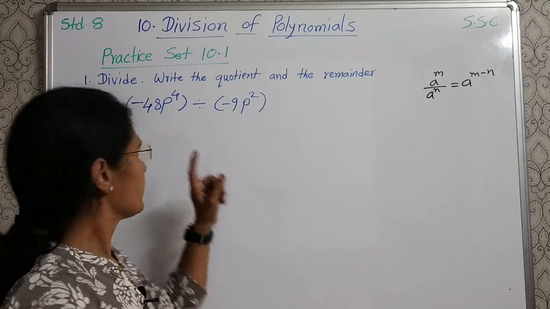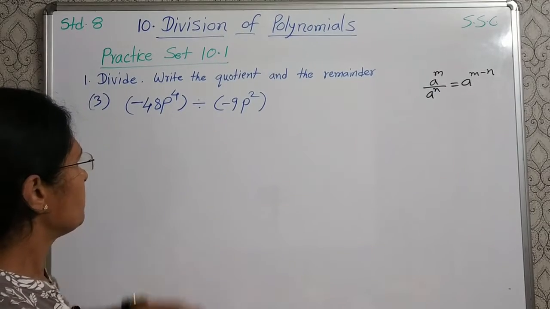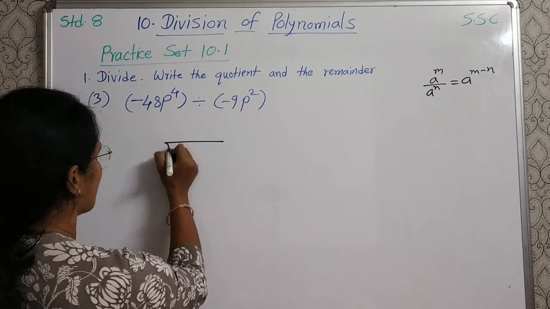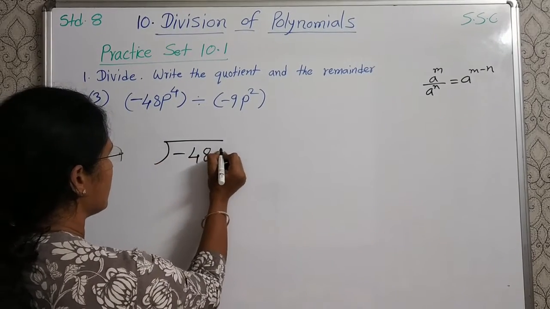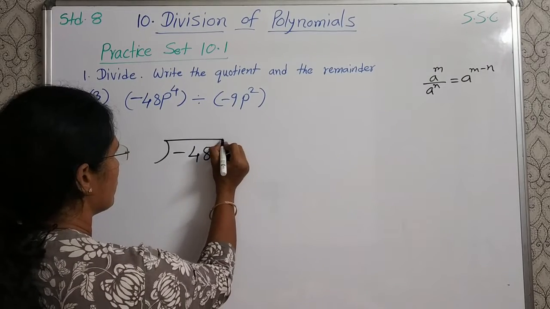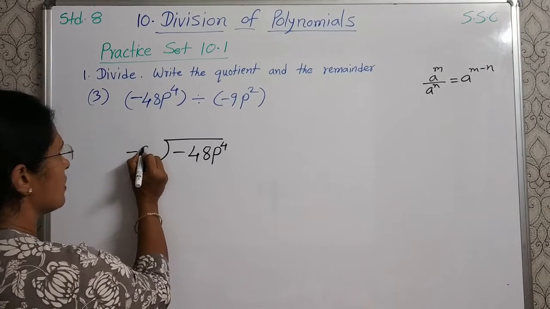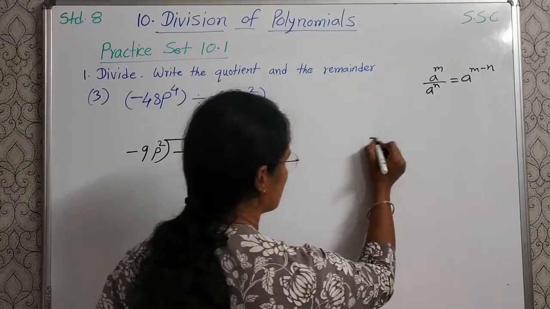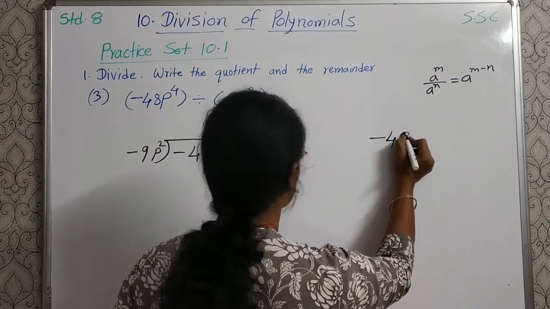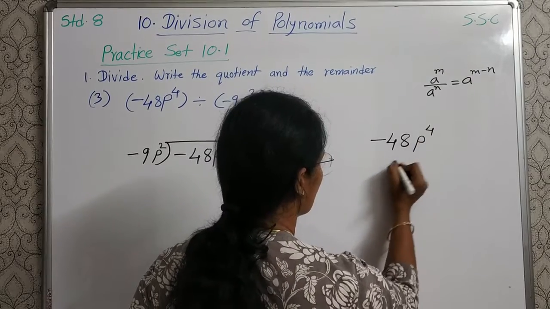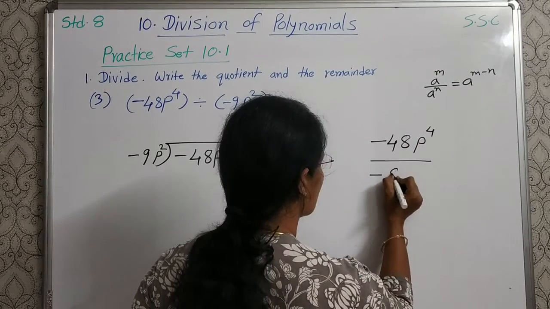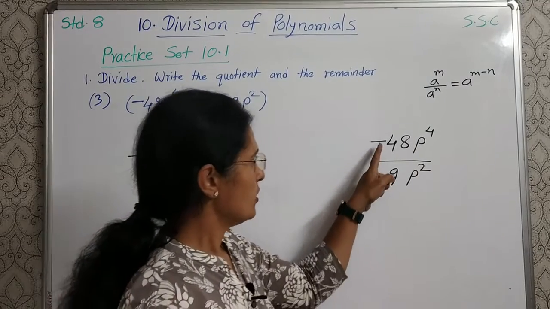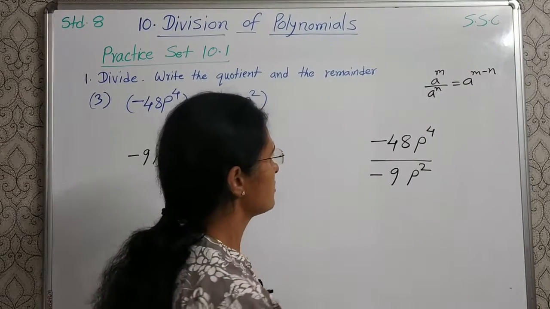Sum number 3, minus 48p raised to 4 divided by minus 9p square. Let us find the quotient. Do the rough work here. 48p raised to 4 by minus 9p square. Now here minus minus, it will become plus.